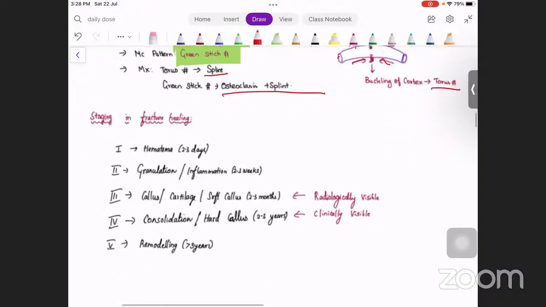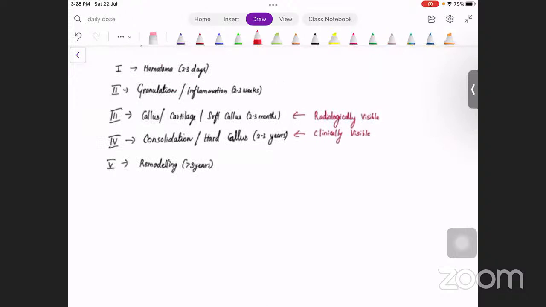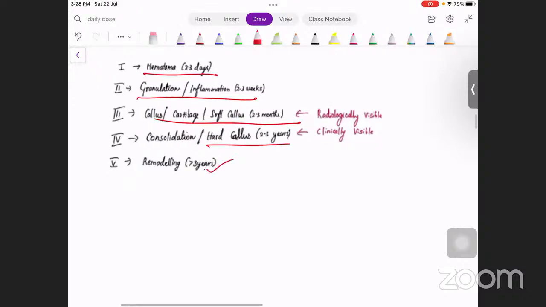And along with that, stages in fracture healing. Stage 1, hematoma formation, 2 to 3 days. Stage 2, granulation or inflammation, which is 2 to 3 weeks. And then you have stage 3, callus formation, which is a soft callus formation, 2 to 3 months. And stage 4, which is your hard callus formation, 2 to 3 years. And you have stage 5, which is remodeling, which is more than 3 years.